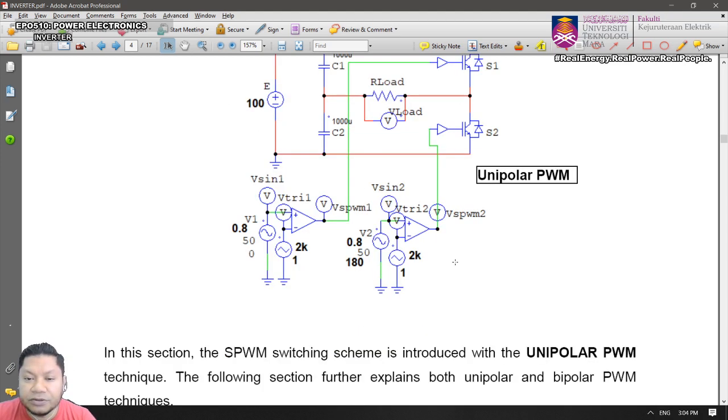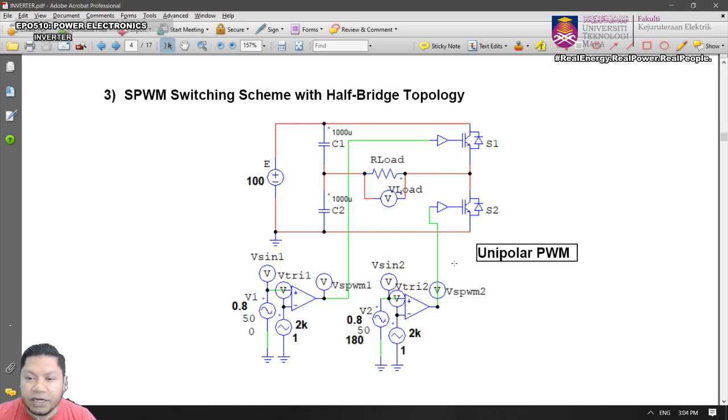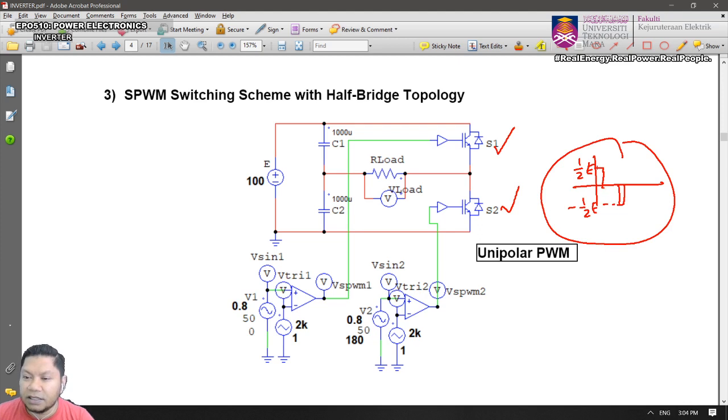So you can refer to this. Again, whenever switch 1 is on, it is always connected to this. This is a half bridge, so it will be half of the input voltage. So whenever I switch 1 on, the output will always equal half of the E. Whenever switch 2 is on, the output will equal negative half of E. That's the fundamental, and you always have to remember this is the fundamental.